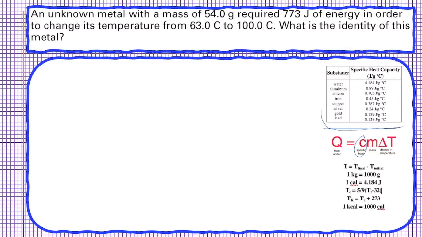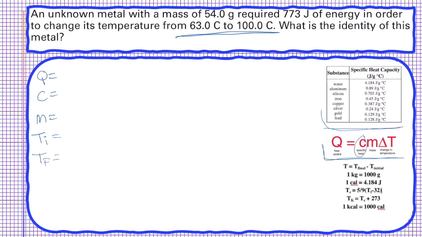So what I'm going to do first is list out my variables just like I did before. So I have Q, C, mass, and then this time, because in my problem I'm given an initial and a final temperature, it doesn't tell me how much the temperature changed. I have to calculate that. So I'm going to write my temperature initial and my temperature final.